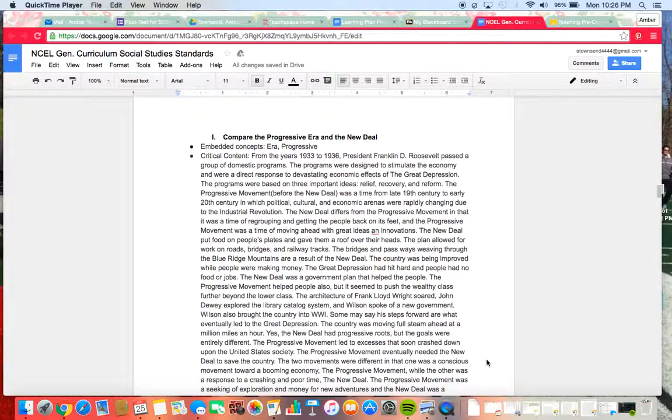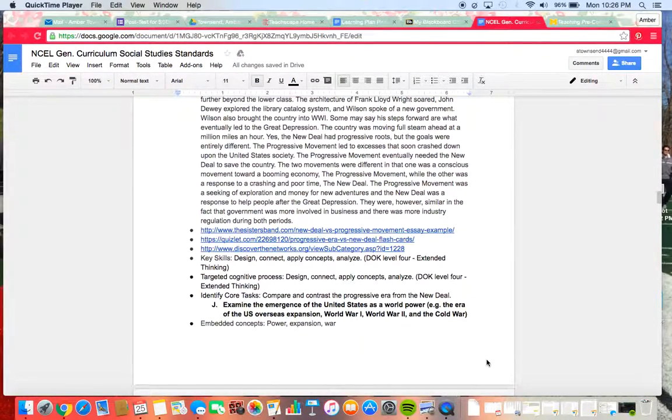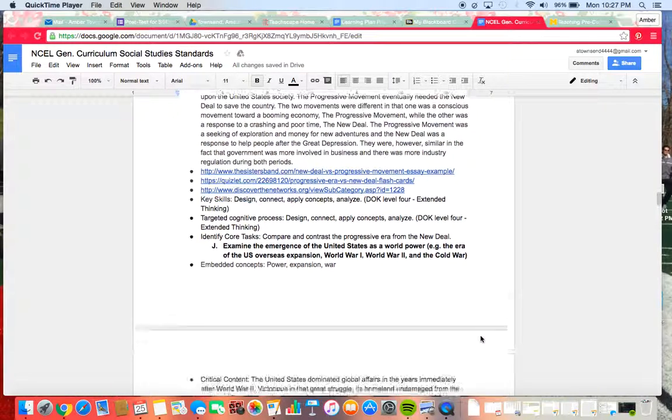The next one is compare the Progressive Era and the New Deal. And I said from that, obviously, to compare and contrast the Progressive Era and the New Deal. And right here, there's a link to Quizlet flashcards that are for the Progressive Era and the New Deal, which will really help with the test if you want to look over those.